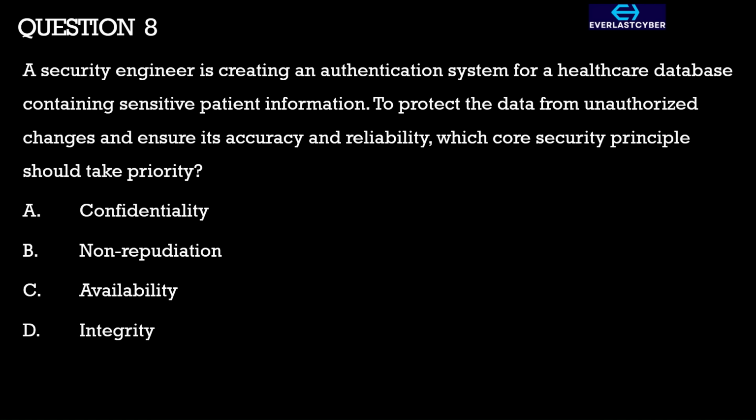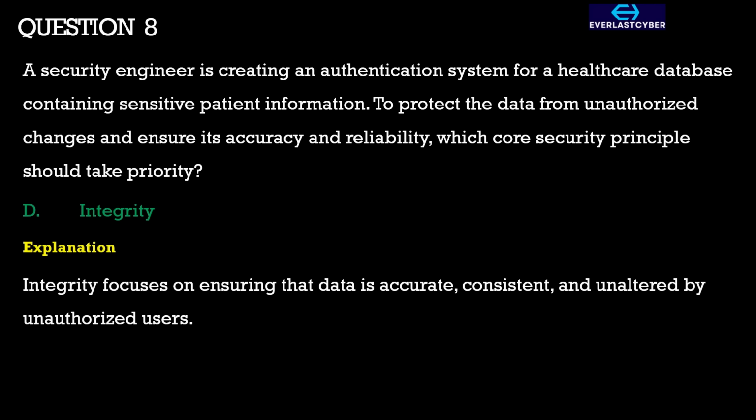Availability ensures that systems and data are accessible when needed, and this is important for system reliability. However, it still does not address unauthorized changes to the data. Integrity focuses on ensuring that data is accurate, consistent, and unaltered by unauthorized users. In a healthcare setting, this is crucial because even a small unauthorized change to a patient record could lead to dangerous outcomes. So our answer here is option D.